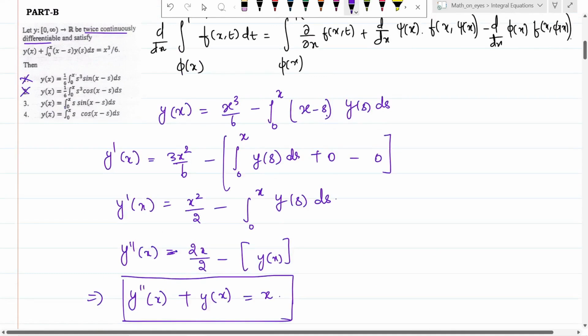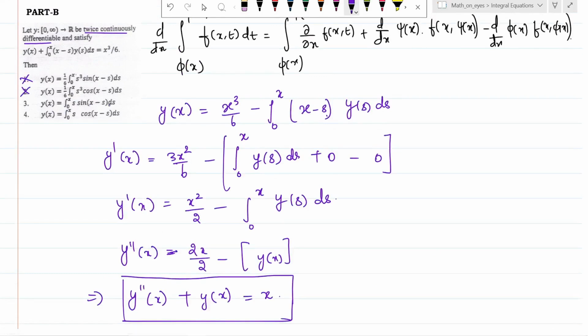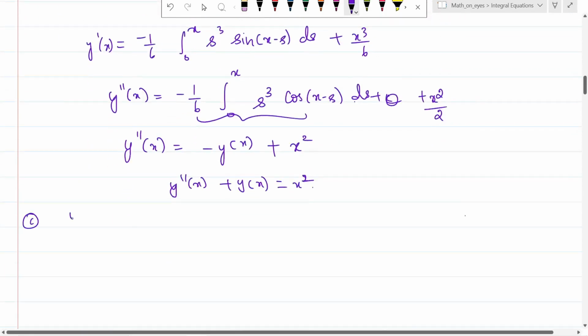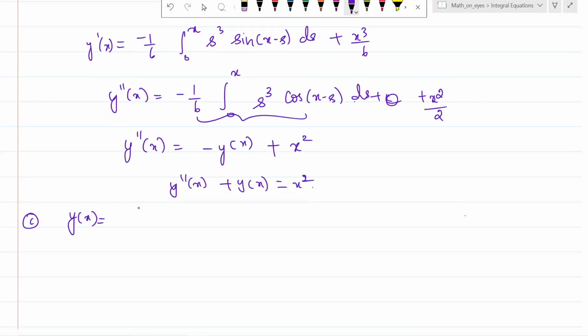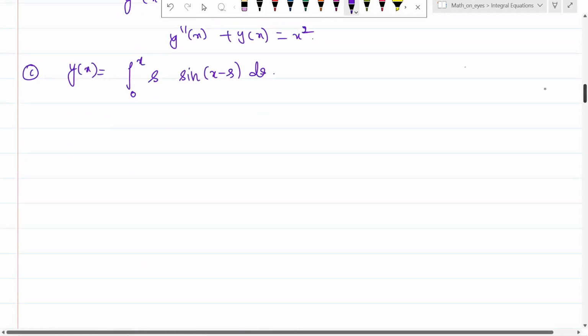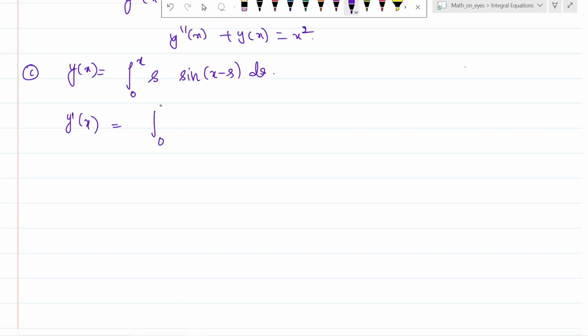Option 3, y of x is equal to integral 0 to x s into sine of x minus s into ds. Now here y dash of x is equal to integral 0 to x, s as it is, differentiation of sine is cos of x minus s into ds, and applying the upper limit, sine of x minus x will become 0, so everything will become 0.